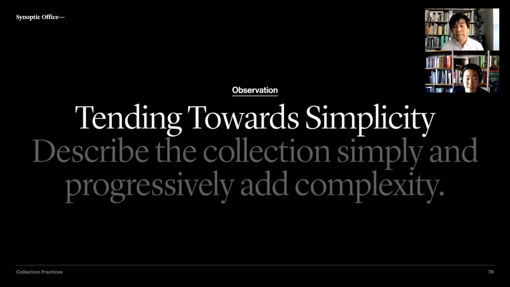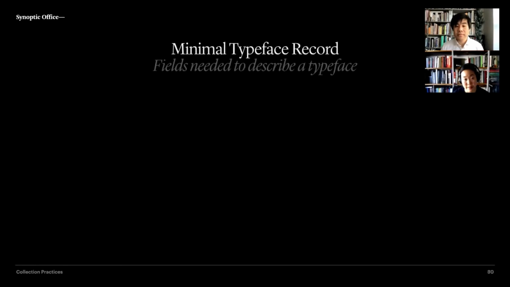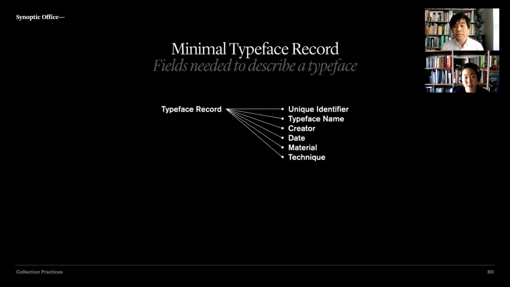One observation that we made throughout our work with collections is that we tend towards simplicity, describing the collection simply and then progressively adding complexity. And so just to do a thought experiment, what would be the minimal metadata needed to describe a typeface? You would think of things like a unique identifier, a typeface name, the creator, date, material, or technique.